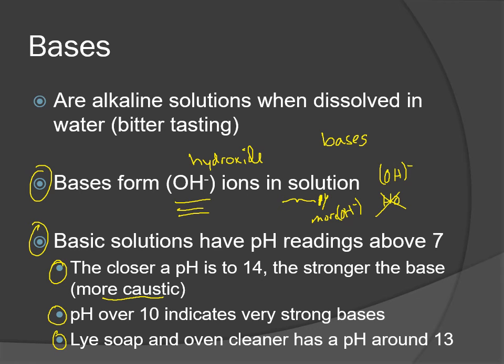Lye soap, you have to be careful using lye soap, and specifically this thing called oven cleaner. There's one called Easy Off, and there are a couple of other products out there. But these oven cleaners have a pH of around 13. That makes them very dangerous.